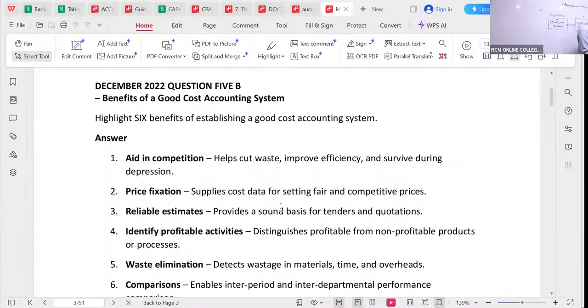So if you look at this, highlight 6 benefits of establishing a good cost accounting system. In competition, it helps us cut waste, improve efficiency, and survive during a depression. Remember, there is this gentleman in management, Michael Porter, who said that for an organization to survive in any economy, there are 2 things you can do: either you become a cost leader, or you differentiate yourself from the competitors.